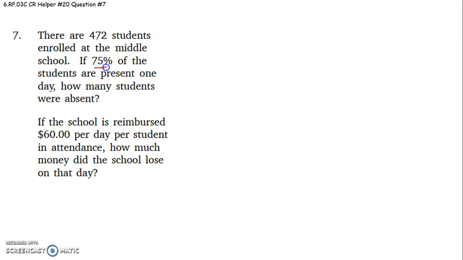Okay, so we know percent is out of 100. So 75 out of 100 represents 75%. I'm going to now simplify that by dividing numerator and denominator by 25. 75 divided by 25 is 3. 100 divided by 25 is 4. So 75% represents 3/4 of those students.